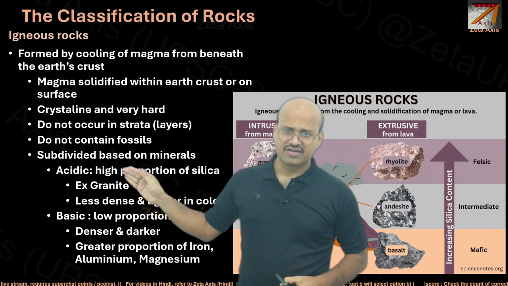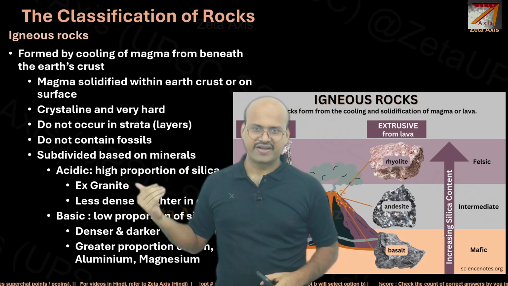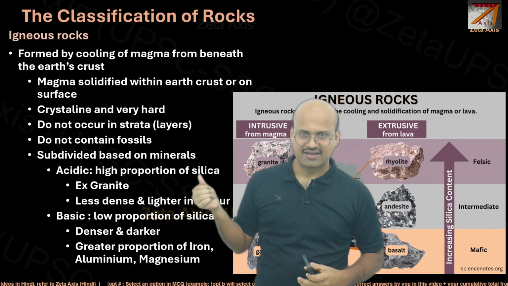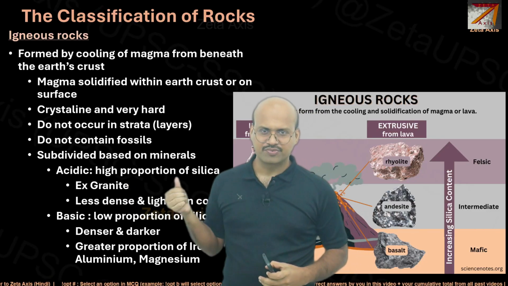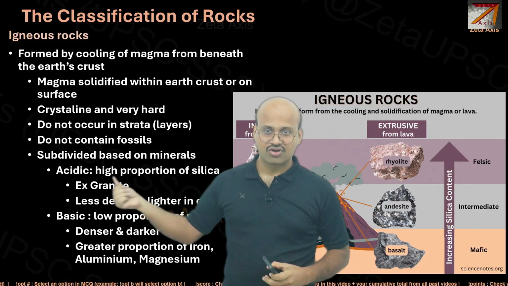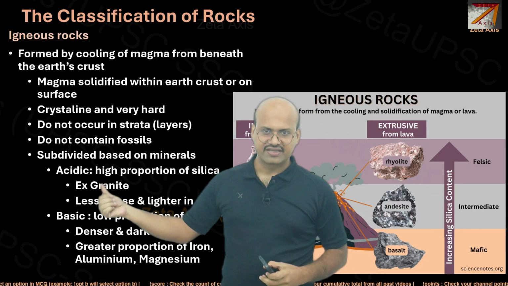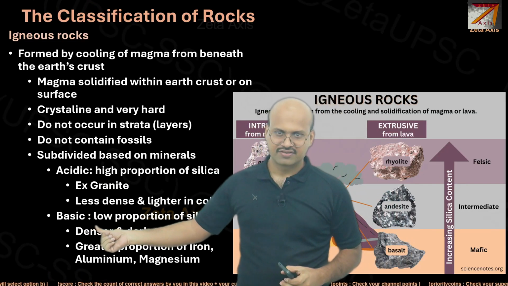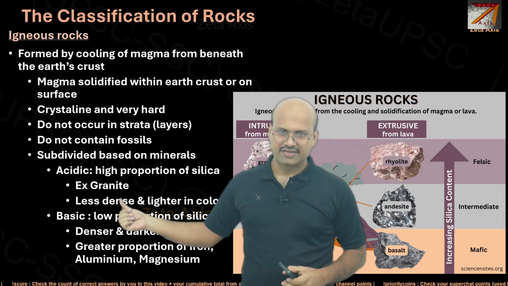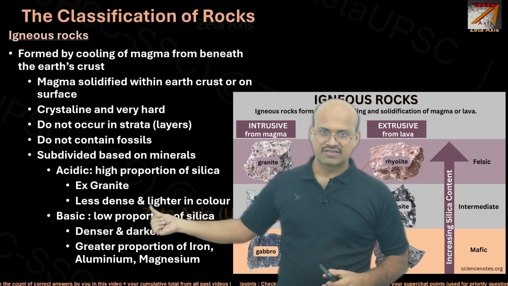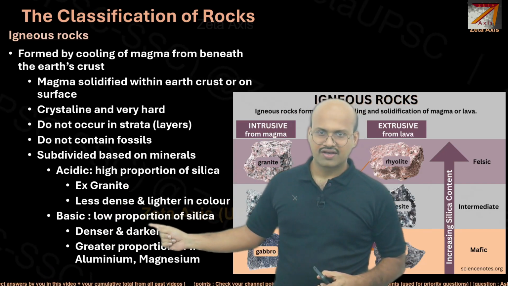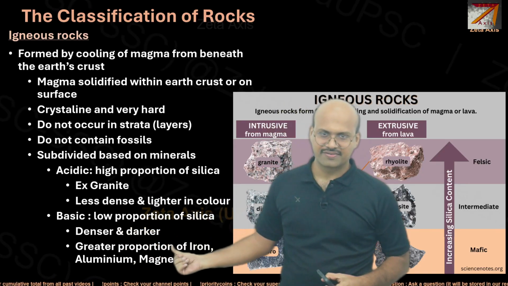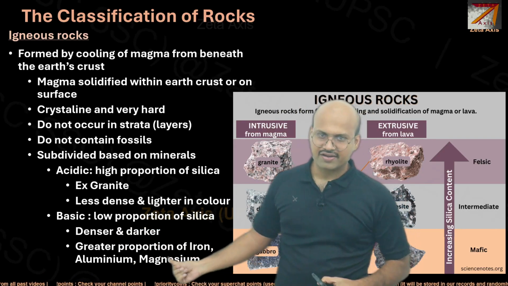It can be further divided. Remember, igneous rocks can be divided based on the chief constituent, that is silica. If the silica is in high proportion, then it is called acidic, and if the silica is in low proportion, then it is called basic. Granite is less dense and lighter in color, while the basic lava is denser and darker. So it has a greater proportion of iron, aluminium and magnesium.